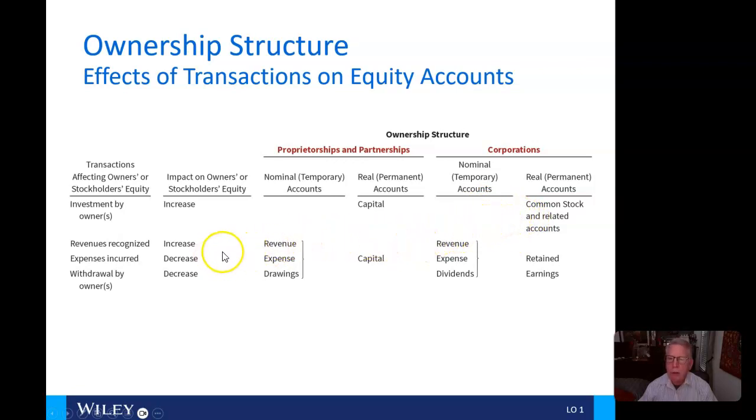So here, revenues increase revenues. You can read these on your own, I think. Expenses incurred are going to decrease owner's equity and will be a nominal account. And then sometimes if we have an owner instead of a corporation, when an owner withdraws their money, that will decrease their account, called a drawing account. In a corporation, that's called retained earnings.